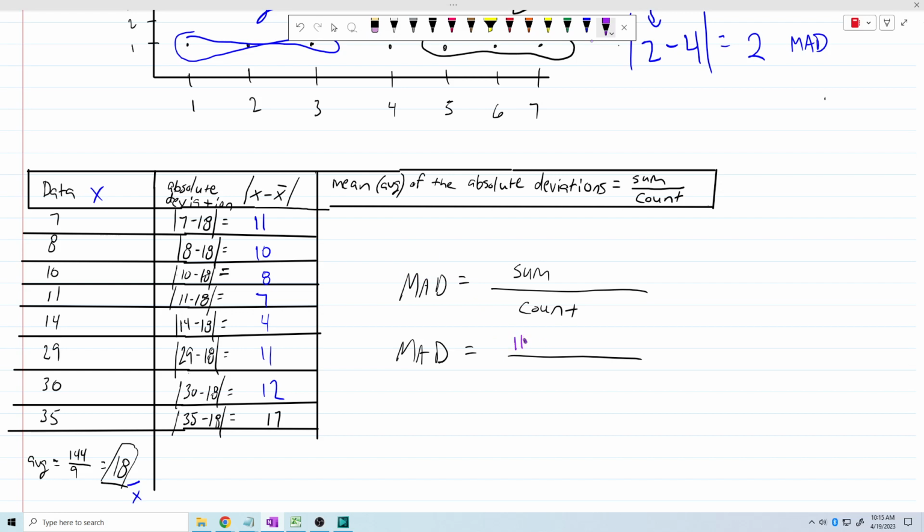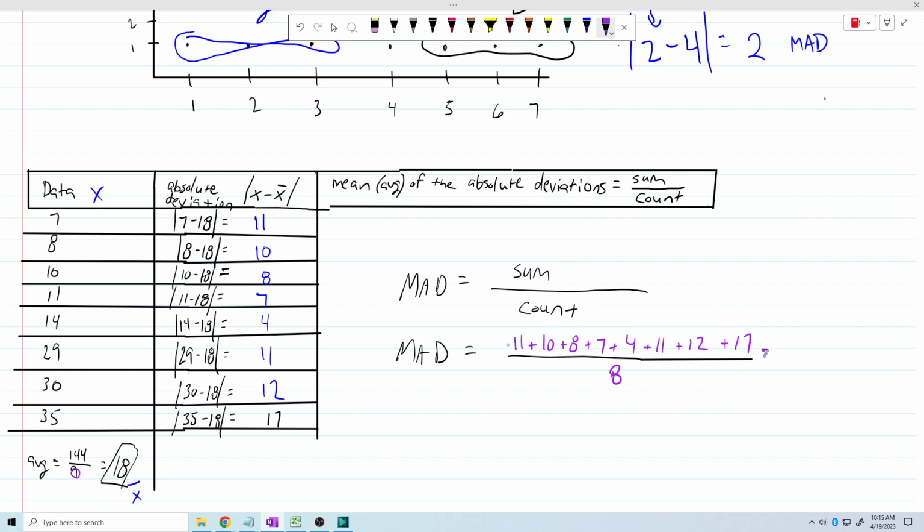So now I have 11 plus 10 plus 8 plus 7 plus 4 plus 11 plus 12 plus 17. And again, there are how many? 1, 2, 3, 4, 5, 6, 7, 8. Oh no, sorry, there are 8. My apologies, I wrote 9. I meant to say 8. When you do 144 divided by 8, you do indeed get 18. My mistake there, guys. That's why it's always good to double check stuff, right? So, anyways, I have 8 data points, so divide by 8.